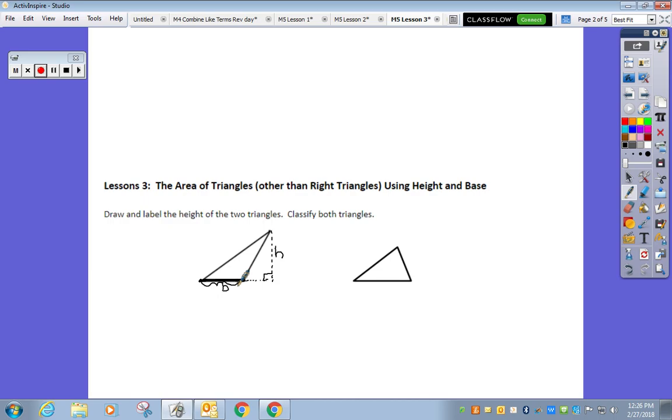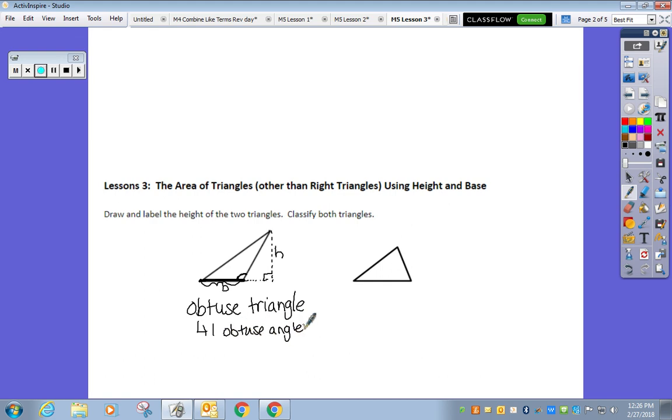That is not the base. Now, this type of triangle is called an obtuse triangle. We didn't talk about this the first lesson. It's an obtuse triangle because one of the angles in that triangle is greater than 90. Okay, so that is what it means. You have one obtuse angle.